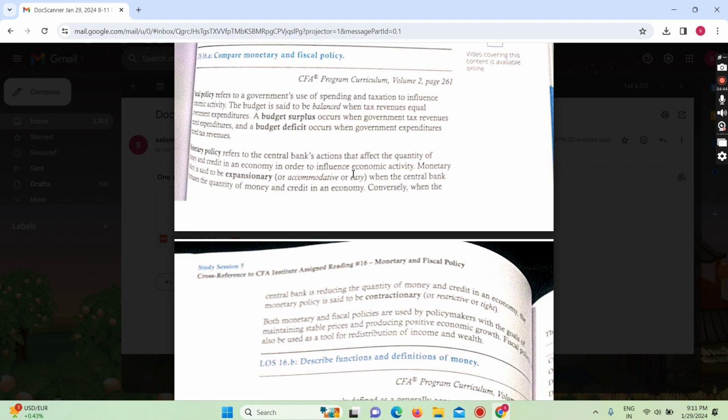So monetary policy is nothing but the central bank's actions that affect the quantity of money and credit in an economy in order to influence the economic activity. Monetary policy is said to be expansionary or accommodative or easy.